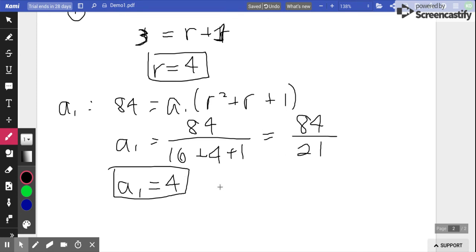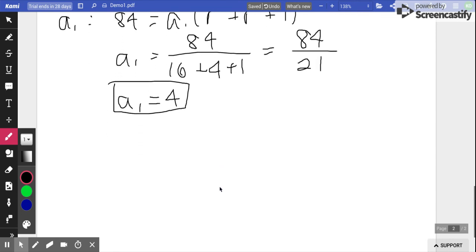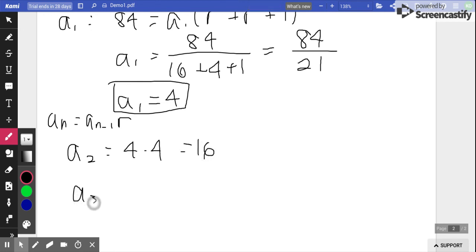Yeah, so we found our first term, guys. Now we just need to find the other two, which should be easy enough because in a geometric sequence, remember, an is always equal to an minus 1 times r. So a2 should be equal to a1, which is 4, times r, which is 4, 16. And a3 is going to be equal to, let's see, 16 times r, 4, 16 times 4, 64. There we are. All right, that's it. We're done.